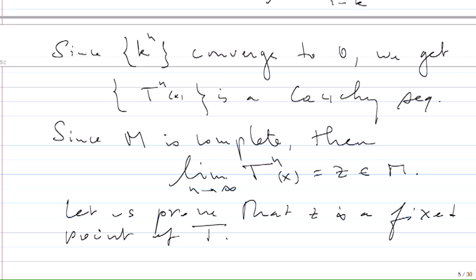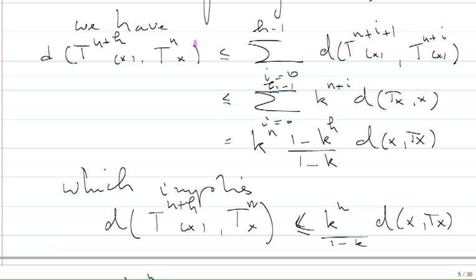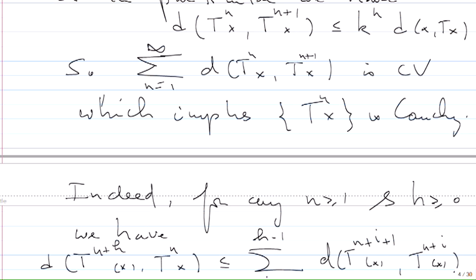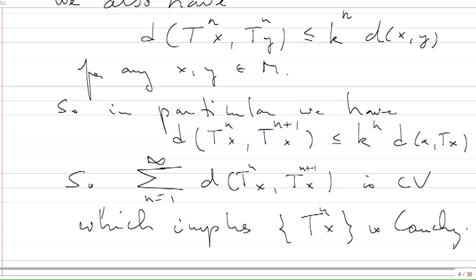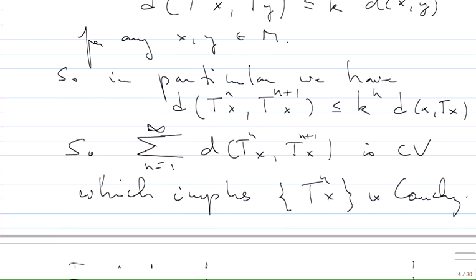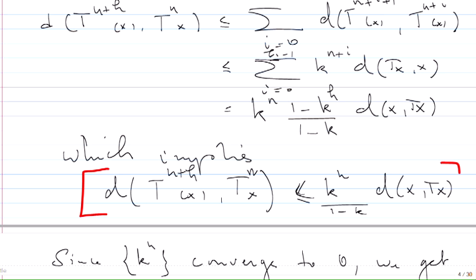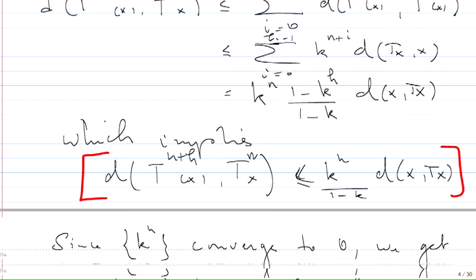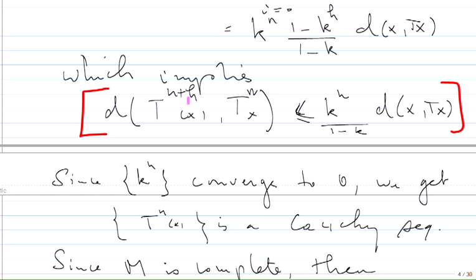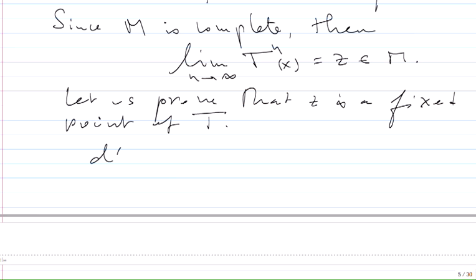First, we know from the following inequality, this inequality here, not this one, sorry. Let's go up, this one. This inequality here tells us that if we let h go to infinity, we get the distance from z to T^n of x is less than or equal to k to the power n over 1 minus k, times the distance from x to Tx.